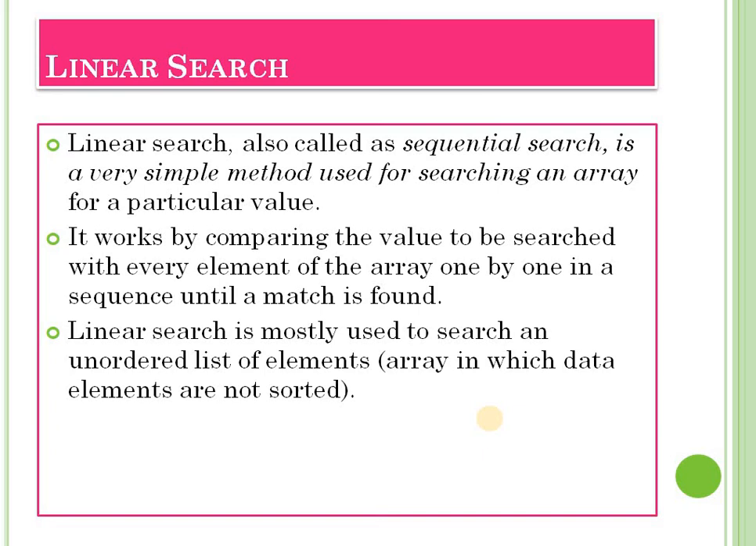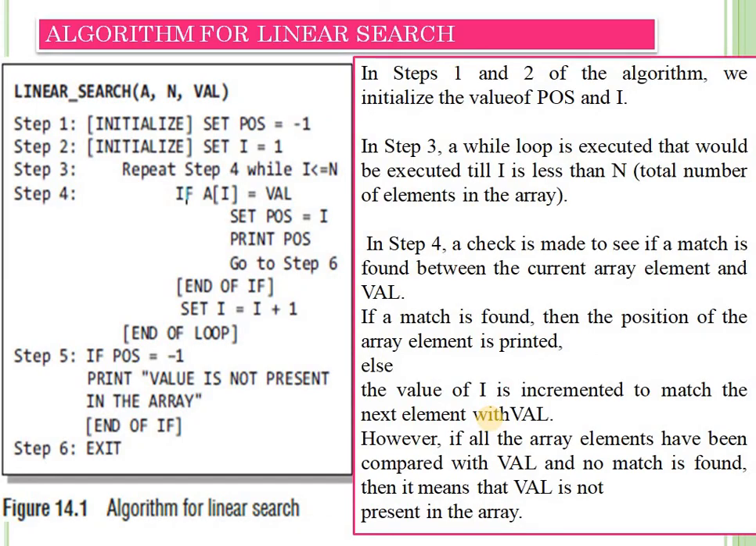Linear search is most suitable to search an unordered list of elements, meaning not sorted, random elements. If a random element list is there, then we apply linear search. Okay, let's see the algorithm for linear search.